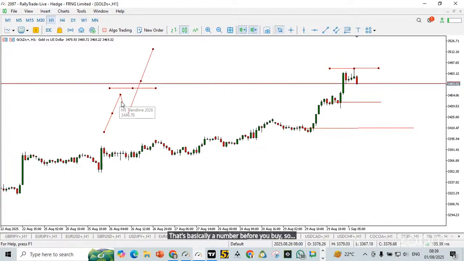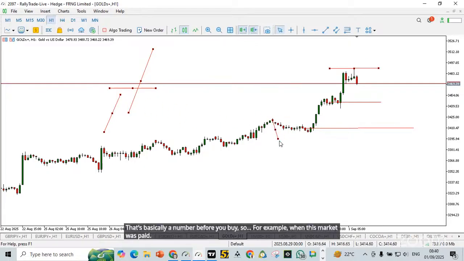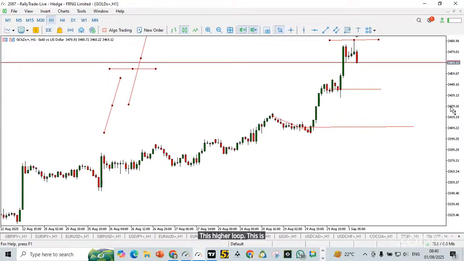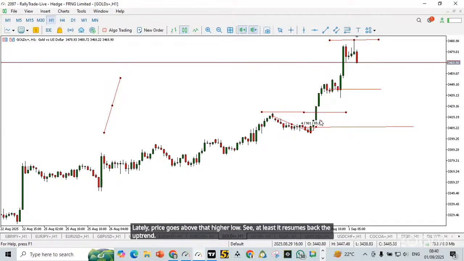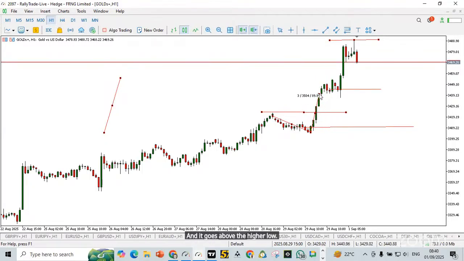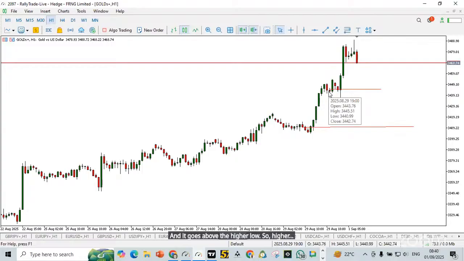So, for example, when this market was at this higher low, and we had a buy stop here, price goes above that. See it? It resumes the uptrend, goes above the higher high, and it will immediately pick you up for a buy. So a buy stop above a higher high in an uptrend is a strategy to get into the continuation of that uptrend.